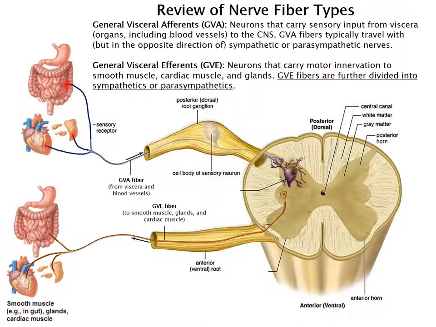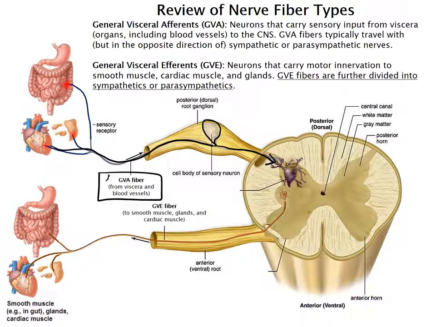The word viscera means organ, so the fibers discussed here will be transmitting information to and from the organs themselves. General visceral afferent fibers will transmit information such as pain from the internal organs back to the central nervous system. These neurons are considered to be pseudo-unipolar, meaning they have a long peripheral process, a cell body housed within a dorsal root ganglion, and a much shorter central process.